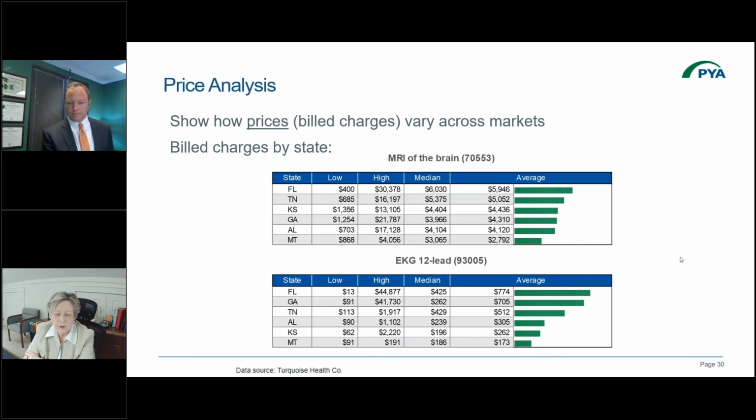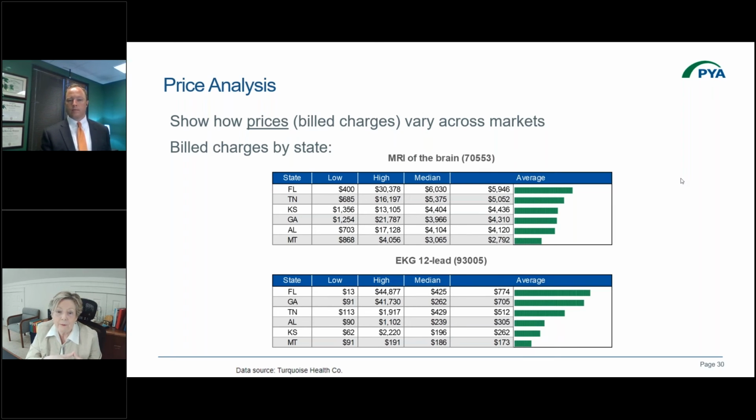One thing I want to mention about this data: first of all, this is the data that providers have posted, and this is truly your charge information. It is what you have said. This is what I charge for this code, 70553 or 93005. It does not include the professional component. It is your straight charge for the service.